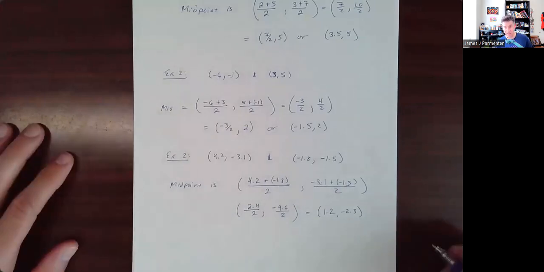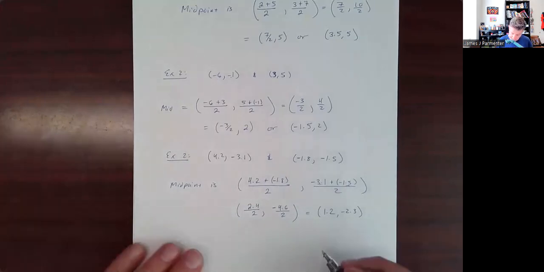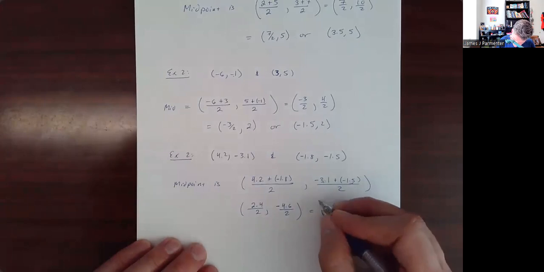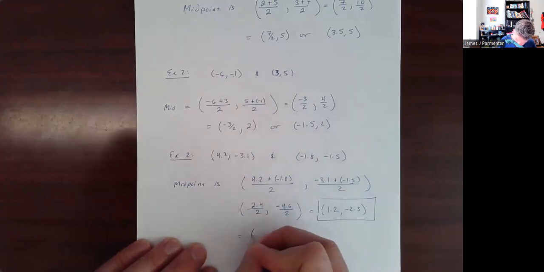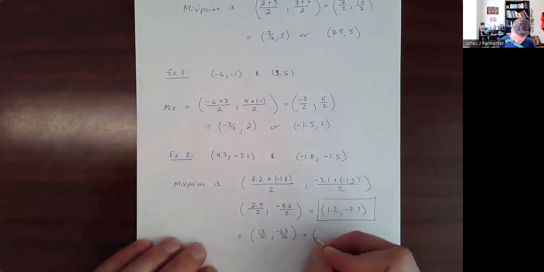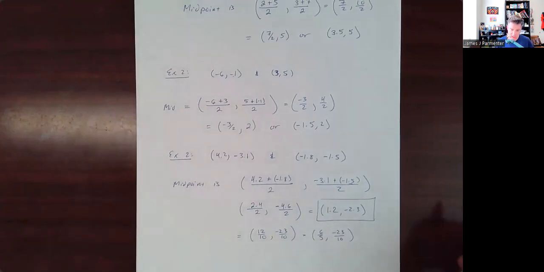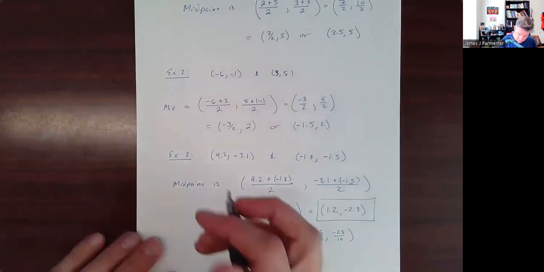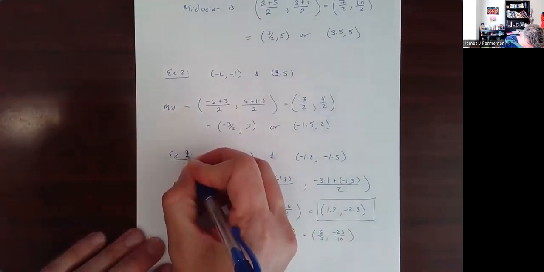I would leave these as decimals since they started off as decimals. If you really want, you can convert them to fractions like 12 over 10 and -23 over 10, and reduce this one as 6 over 5. But really, that's unnecessary. You should leave it in the format we started with. That's probably enough examples. Oh, sorry, this was example 3, not example 2.